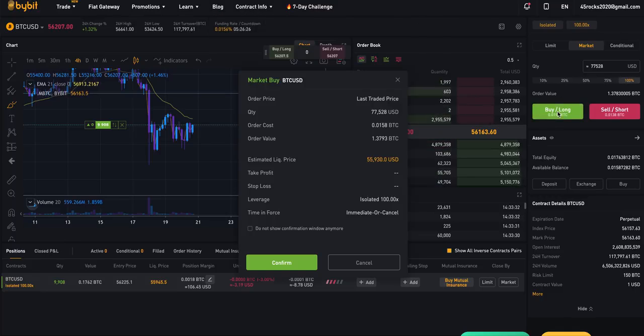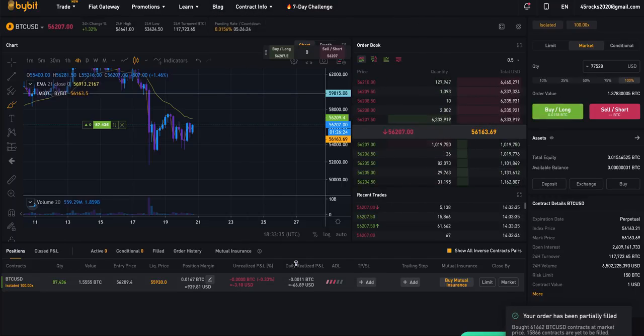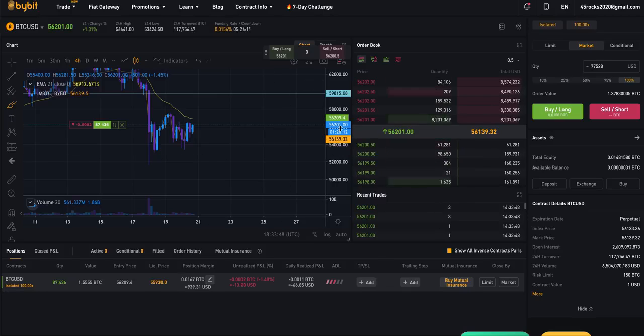I'm going to put $77,000 on the trade. So now you can see I have 87,436 contracts on this trade. 100x leverage, very, very dangerous. My liquidation price is only $300 away from here. That means if Bitcoin goes down $300, I'm going to lose my entire account. And you can see I'm losing money rapidly.